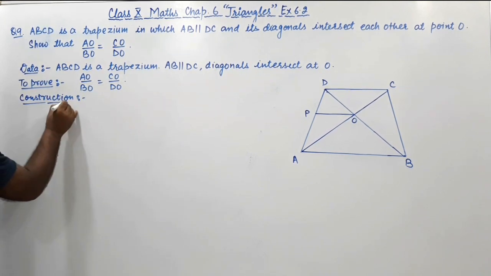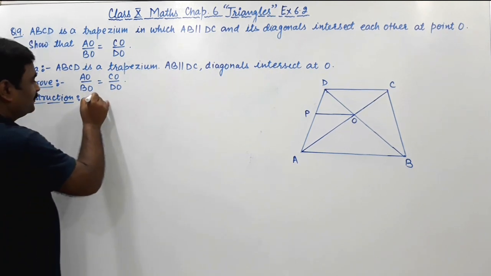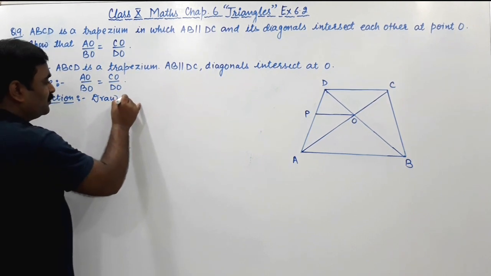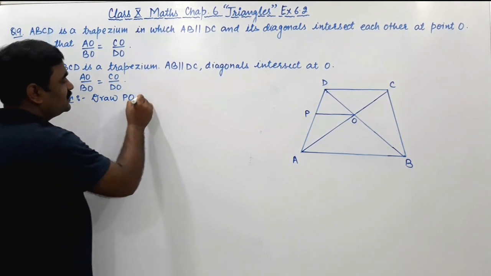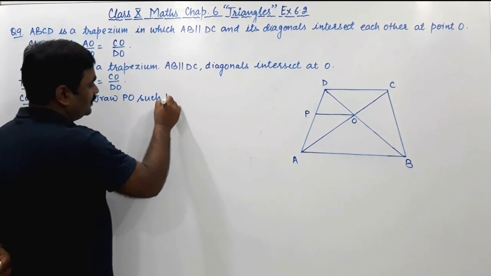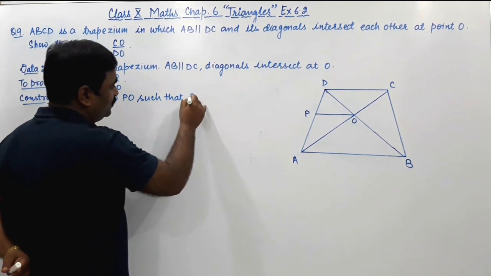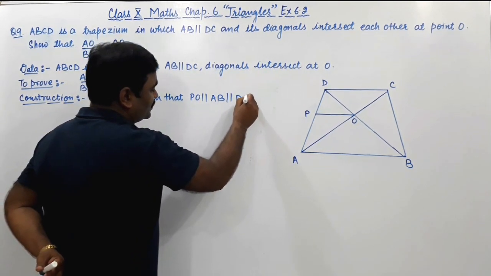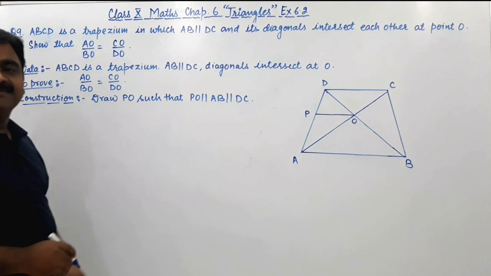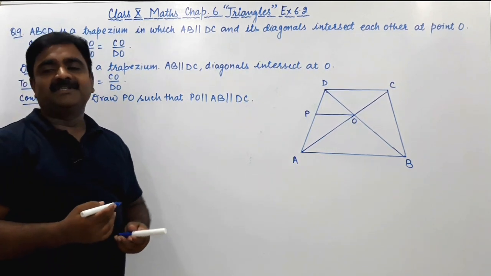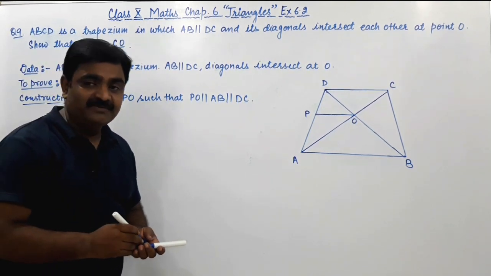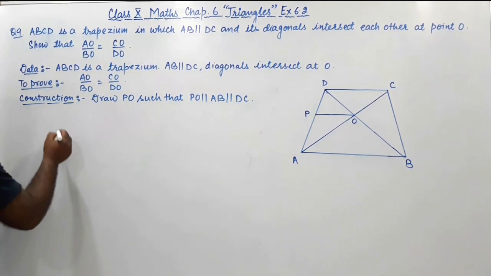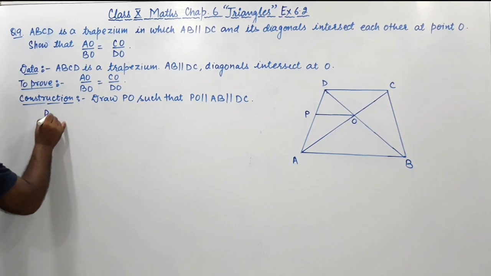Okay, so write this construction part. In the construction, draw PO such that this PO is parallel to AB and this is parallel to DC also, right friends? Any confusion? Okay, now let us start the proof of this question. Proof देखते हैं अभी हम इसका.